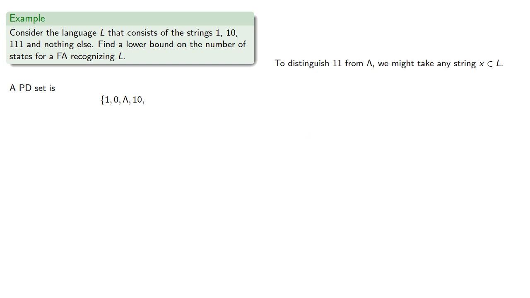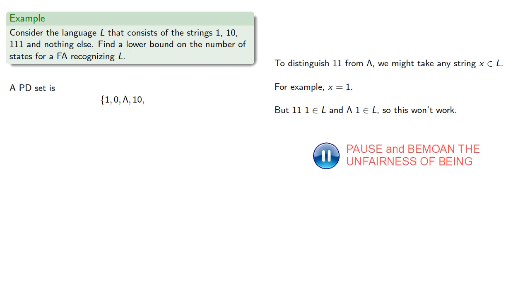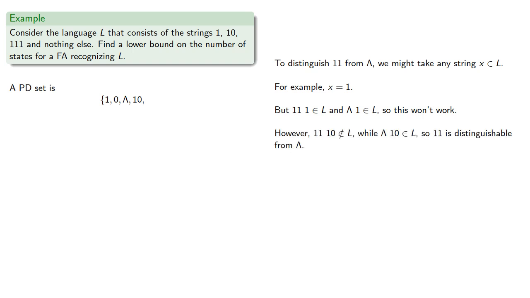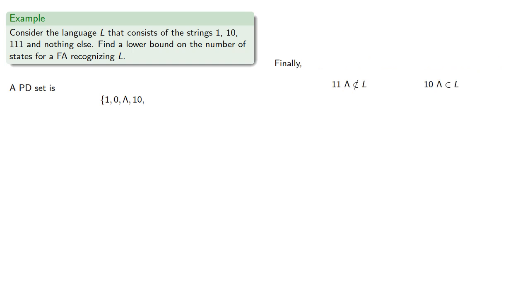To distinguish 1, 1 from the empty string, we might take any string in our language, for example, x equals 1, but 1, 1, 1 is in L, and so is lambda 1, so this won't work. However, if we append 1, 0, this string of four symbols isn't in L, while lambda concatenated with 1, 0 is, so 1, 1 is distinguishable from lambda. And finally, 1, 1 lambda is not in L, but 1, 0 lambda is, so 1, 1 is distinguishable from 1, 0, and we can include it in our pairwise distinguishable set.